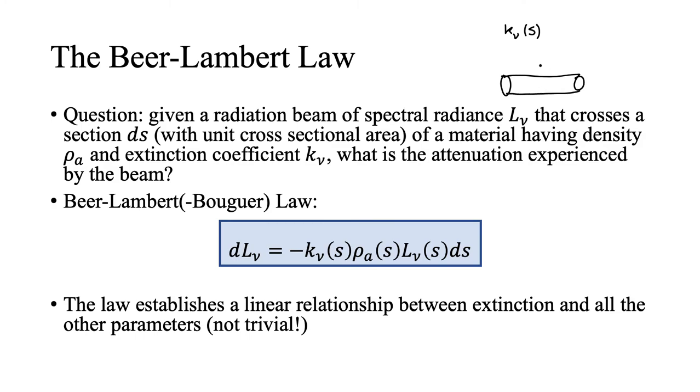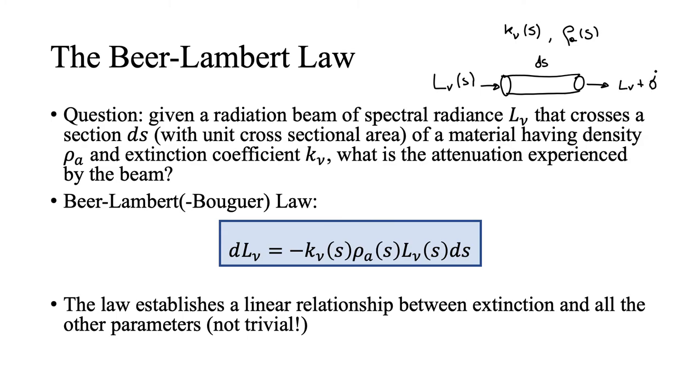Let's say that this has some width ds, okay? And s is a coordinate that tells us where we are in this medium. The medium has extinction coefficient k nu, has some density, rho of s, okay? And the light is coming in with spectral radiance L nu of s, okay? It's coming in and it's coming out.